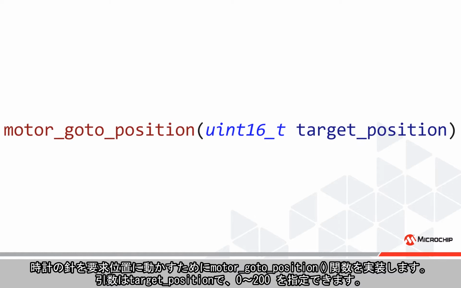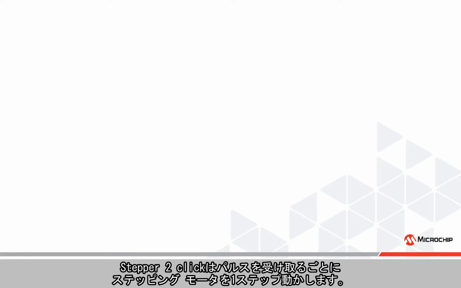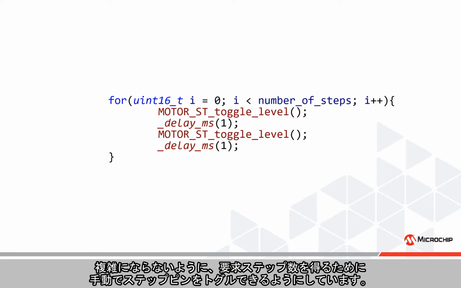We implement the go-to-position function to move the clock hand to the desired position. It takes in a target position, which is a number between 0 and 200. Based on the current position of the clock hand, it rotates the appropriate number of degrees to reach the desired position. The Stepper 2 click executes one step for every pulse it gets on the step pin. To keep it simple, we can toggle the step pin manually to get the desired number of steps, as such.